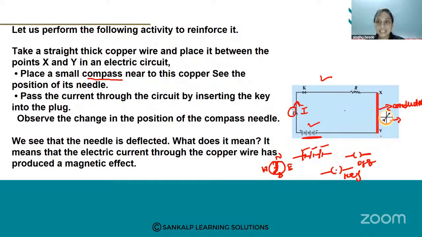At that time, what did he observe? When the current flows through this circuit, see here the compass is already near this circuit, right?